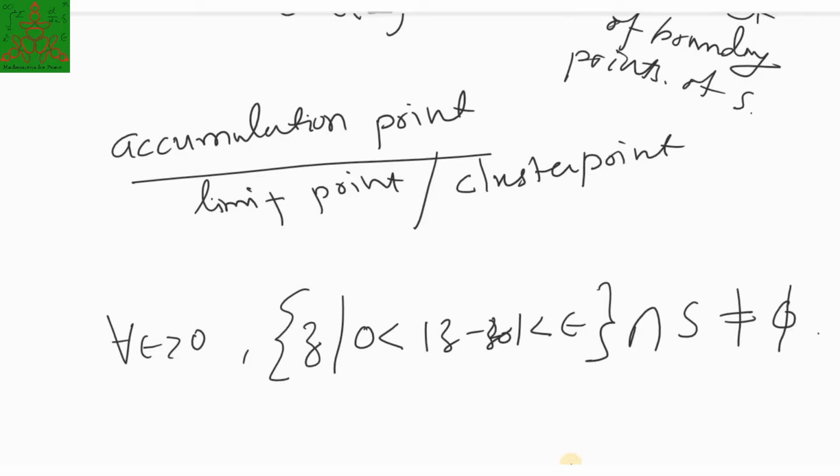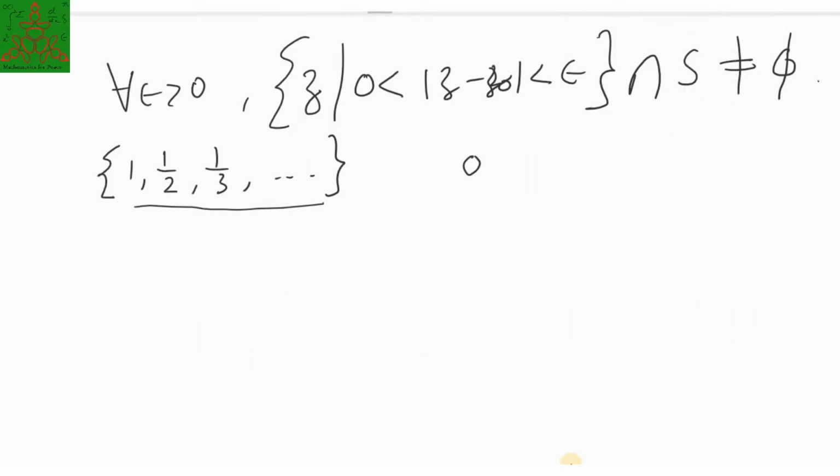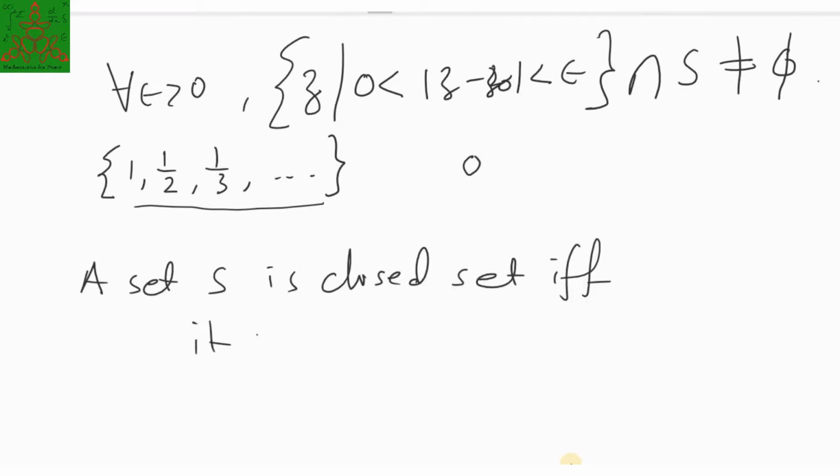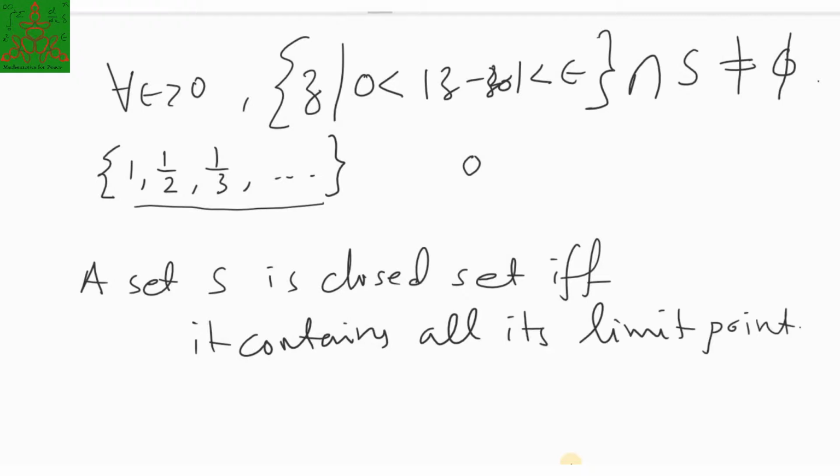That means for every deleted neighborhood of z0, there is some portion of S. Such points are called the limit points or cluster points of the given set S. Also, one more thing is that a set S is a closed set if and only if it contains all its limit points. That is one of the theorems I can state, but the detailed proof of this theorem you will learn in your Analysis 3 course, which is in the next semester. So till now you can assume this result and go further.